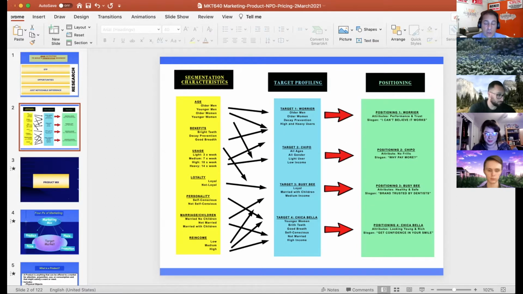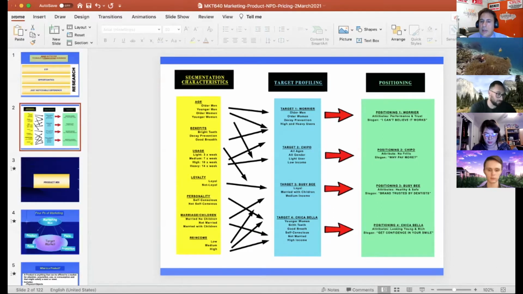So there's a segment of age, a segment of benefits, of usage, of loyalty, of personality. You wouldn't just say, what are the targets and what are their demographics? Because for demographics here, I only have the age. I don't have their gender, for example. Actually, I do have their gender, because I say the age and the gender, but it's not just demographics. There's also usage, loyalty, personality, income, and all of these make for different segment characteristics.